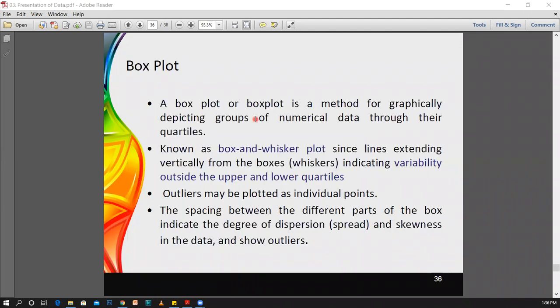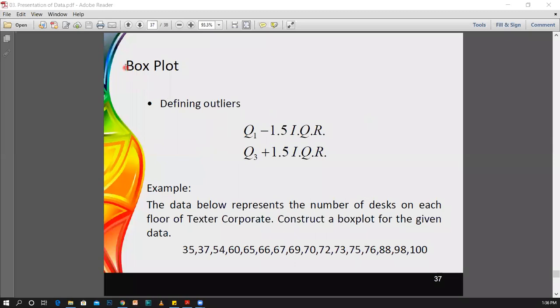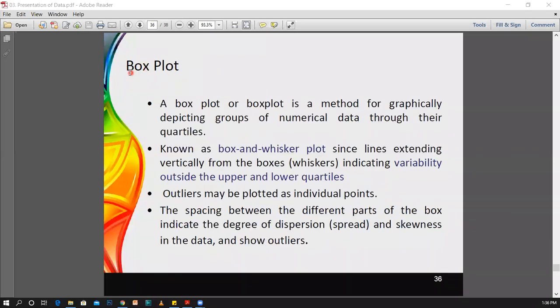And then the next type of plot that we are discussing is the box plot. A box plot is a method for graphically depicting groups of numerical data through their quartiles. Therefore, in simple terms, a box plot is made up using the quartiles, and we also name this plot the box and whiskers plot.